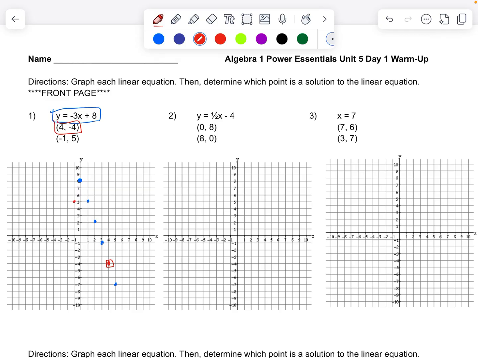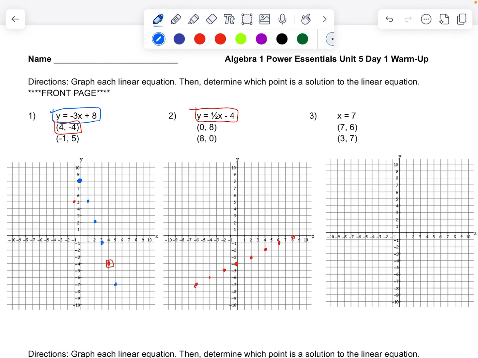Okay, number 2. Let's graph our linear equation. Our y-intercept is negative 4, and our slope is 1 over 2. So rise 1, run 2. Once again, let's do that a few times. Rise 1, run 2. And we can go in the opposite direction. Instead of rising 1 and going right 2, we can go down 1 from our y-intercept and left 2. Down 1, left 2. Down 1, left 2. Our line extends infinitely in opposite directions.